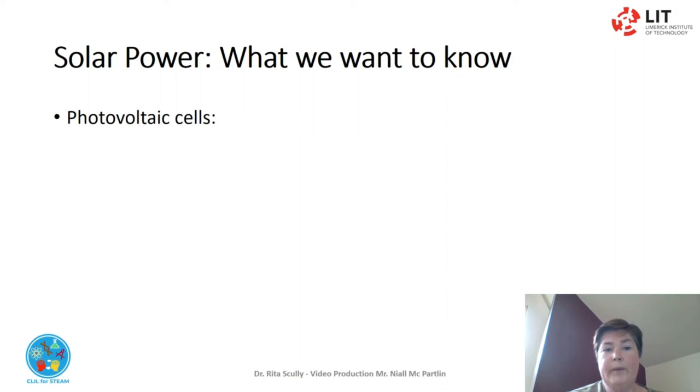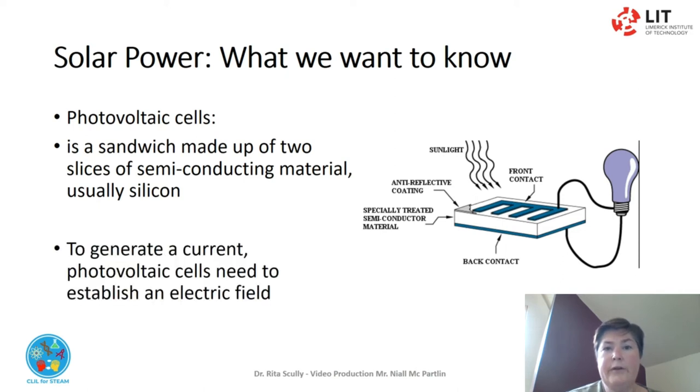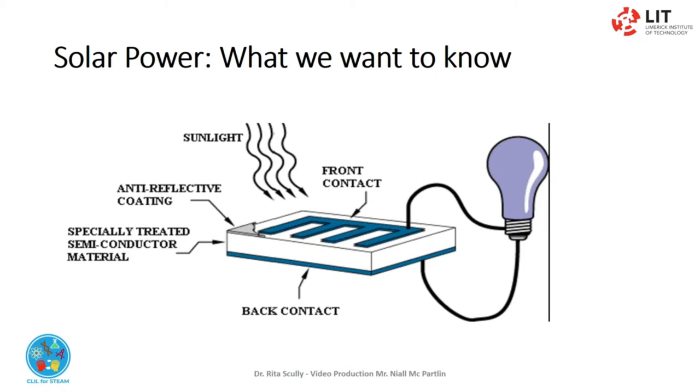In solar power, photovoltaic cells are the main unit that are manufactured to create electricity. Each photovoltaic cell is a sandwich made up of two slices of a semiconductor material, usually silicon. To generate a current, the photovoltaic cell needs to establish an electric field. An electric field occurs when opposite charges are separated. To get this field, manufacturers dope or cover the silicon with other materials, giving each slice of the sandwich a positive or negative electric charge.